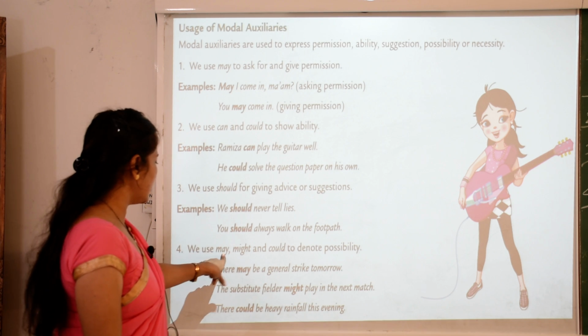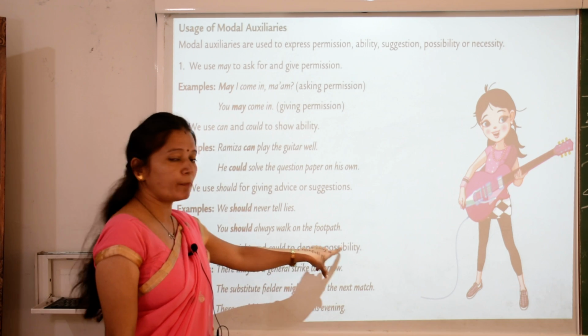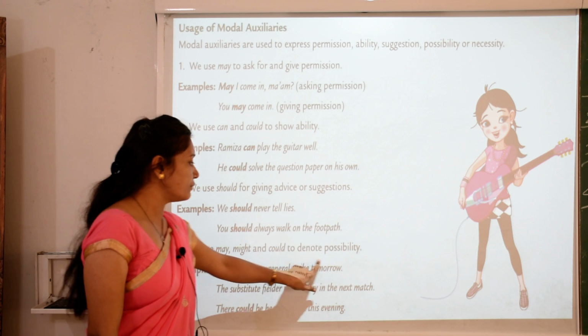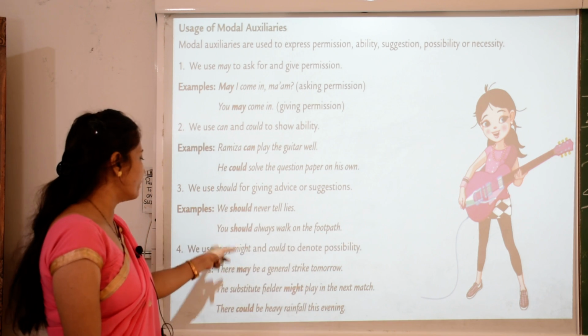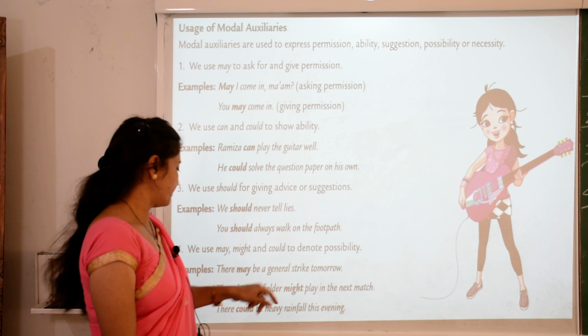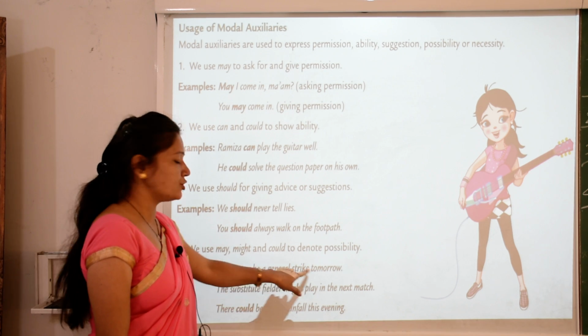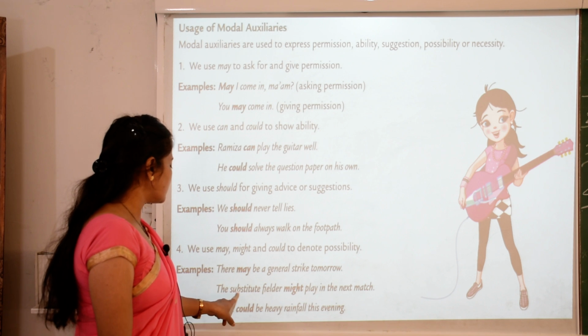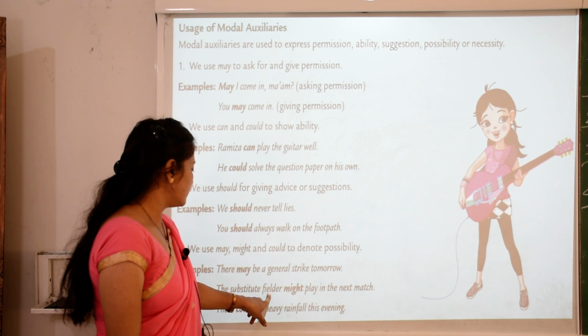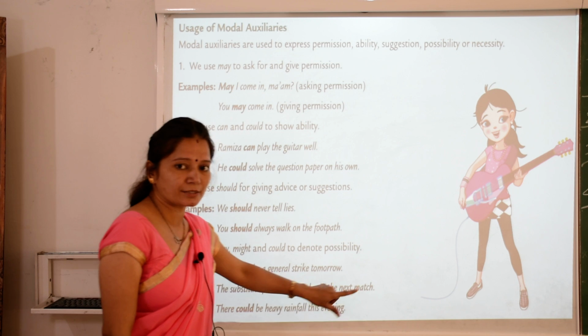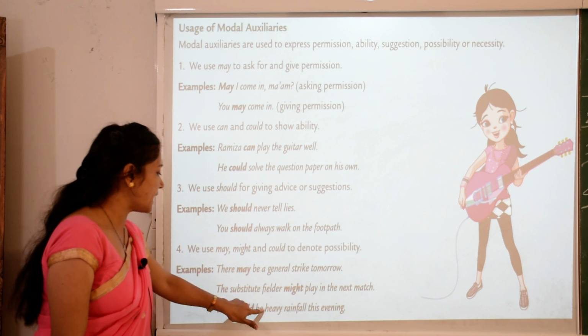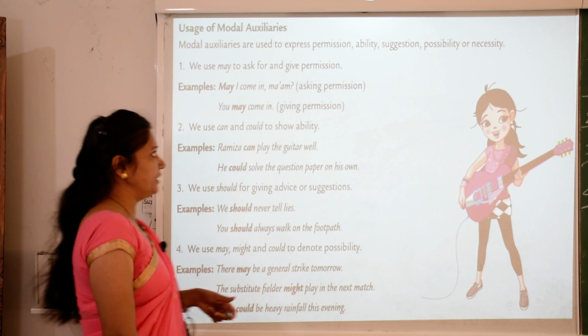We use may, might and could to denote possibility. Okay, so again, if we want to show possibility, we use may, might and could. Let's understand this with examples. There may be a general strike tomorrow. Next is, the substitute fielder might play next month. There could be heavy rainfall this evening.